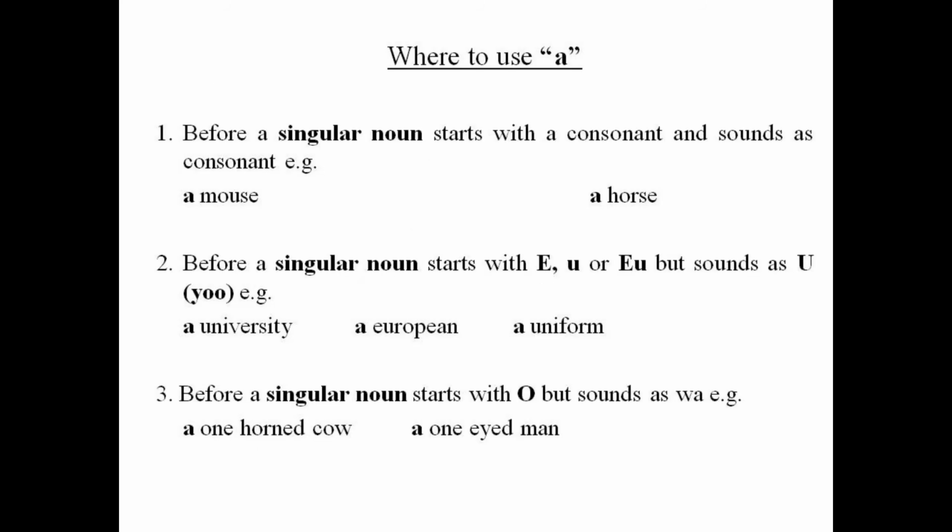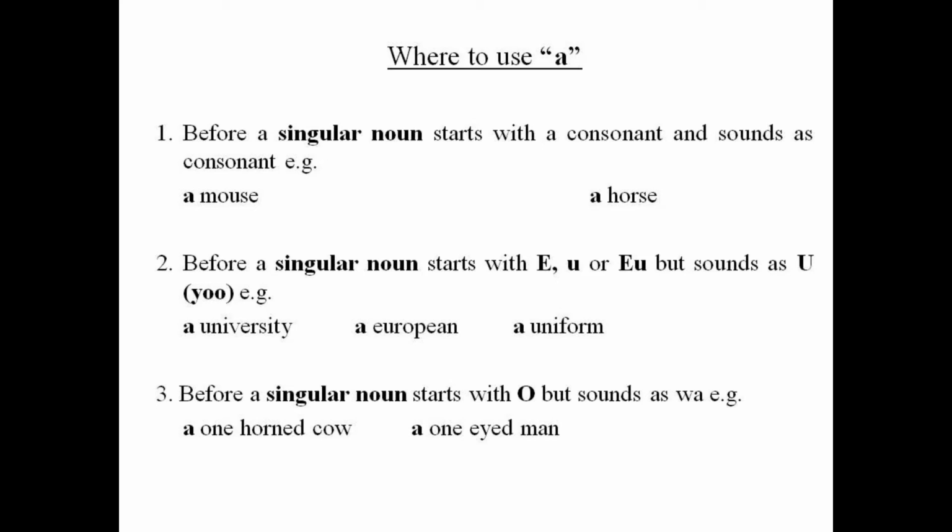Now next, we start with indefinite article A. A is used before a singular noun which starts with a consonant letter and also sounds like a consonant. For example, a mouse, where the first letter of mouse is a consonant and the sound is also the sound of consonant m. Similarly, in horse, H is a consonant and the sound of H is her.